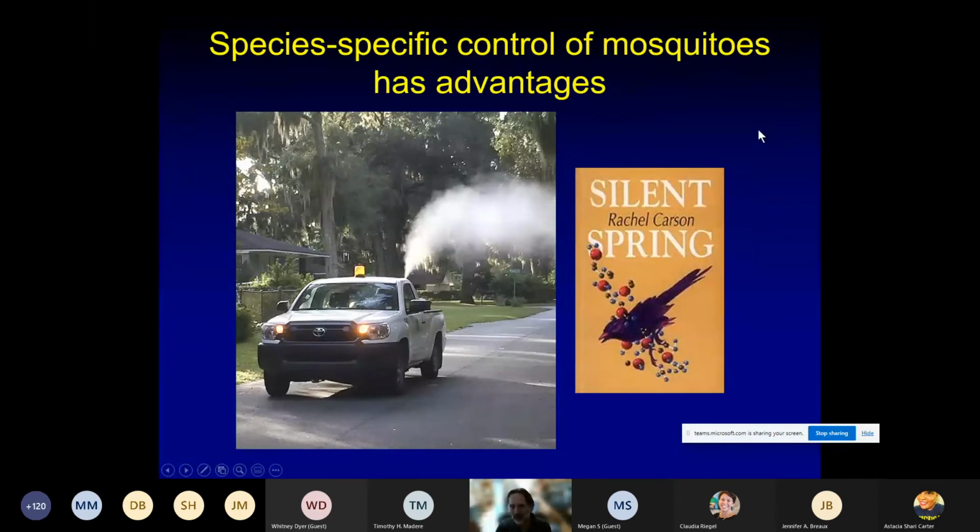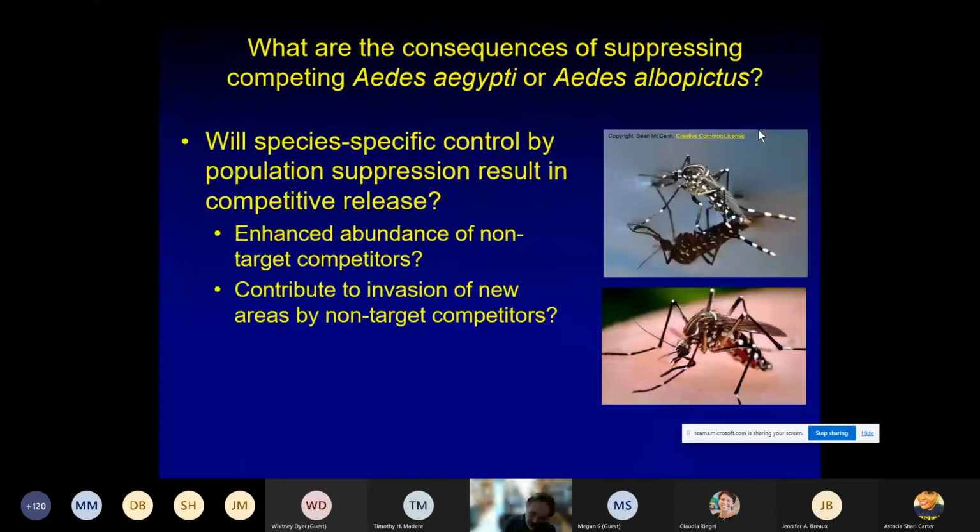So if we're going to control mosquitoes, species specificity seems like a good idea because it allows you to minimize those non-target effects. But what are the consequences of suppressing one species if it's competing with another also important vector? So suppress one of these two vectors, what happens to the other one? Will species-specific control by population suppression result in competitive release of the non-target organism, enhancing the abundance of the non-target competitor if they co-occur somewhere, or contributing to invasion of new areas by a non-target competitor if you remove a species that's already present?